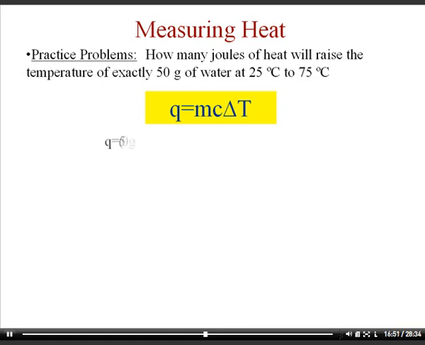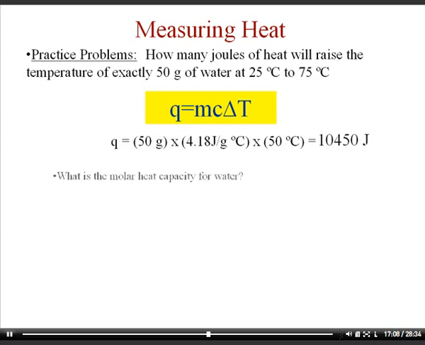So we know we're going to have to put in heat, and we just multiply the M times the C times the delta T to get Q. Since it wants the units of joules, we're going to use 4.18. I just rounded it to 3 sig figs. You end up getting 10,450 joules, and that's how much heat would have to go into the system.